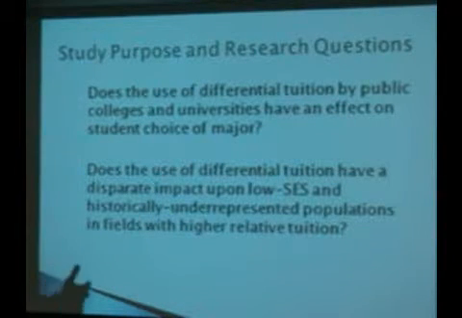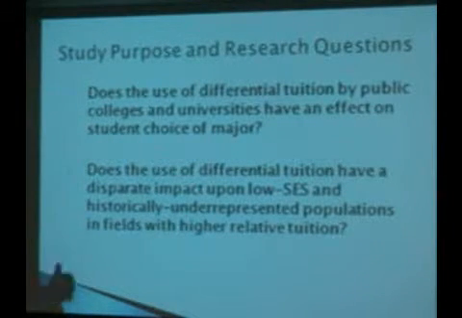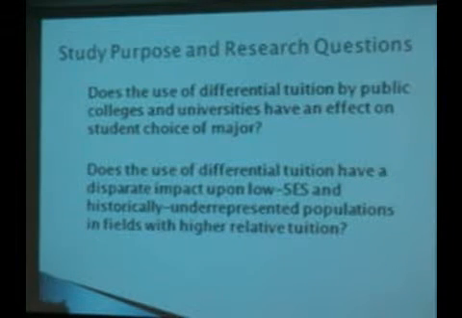So the study purpose and research questions that I propose, number one, it's an open question and one that hasn't really been researched. Does the use of differential tuition by public colleges and universities have an effect on student choice of major at those institutions? Secondly, the question that I think is of greater import in terms of social justice and the public nature of public higher education institutions is, does the use of differential tuition have a disparate impact upon low SES and historically underrepresented populations in fields with higher relative tuition?